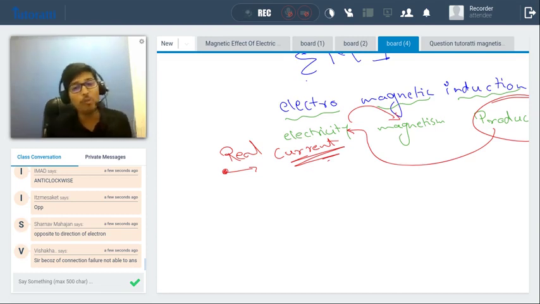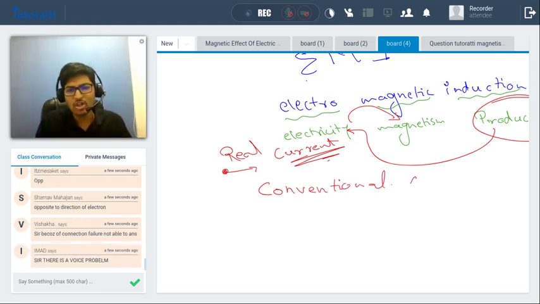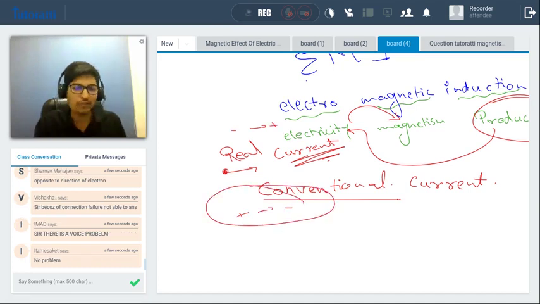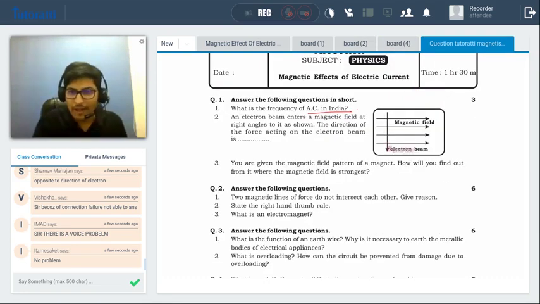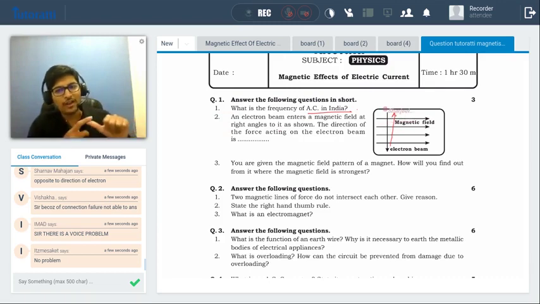This is the direction of real current. But whenever we talk about the direction of electric current, we always talk about the conventional current. The conventional direction is positive to negative. The direction of conventional current is opposite to the direction of real current. So in this question, when they say this is the direction of the electron beam, which direction of current are we supposed to take? We are supposed to take this direction. I know it's not a perfectly straight line, but please bear with me. So we have the direction of current.